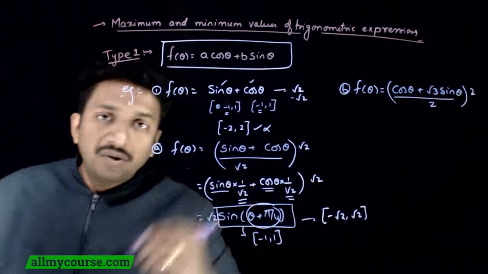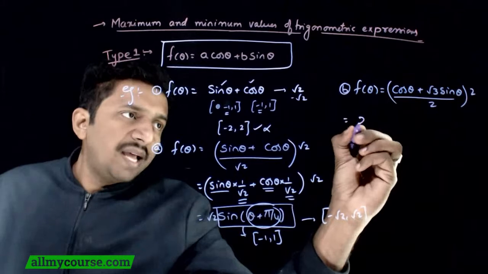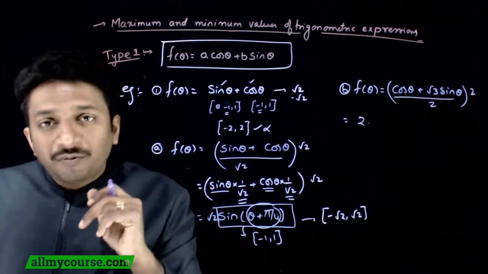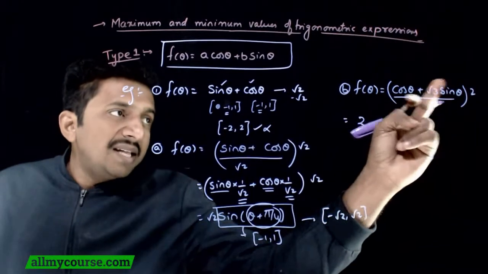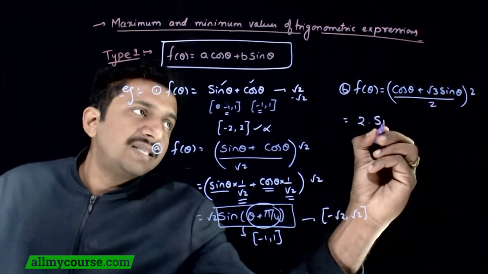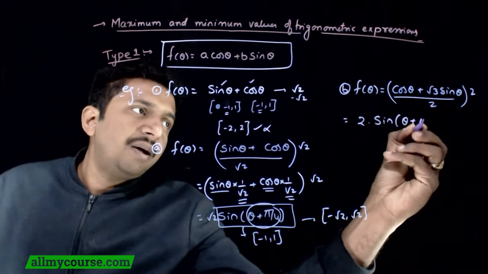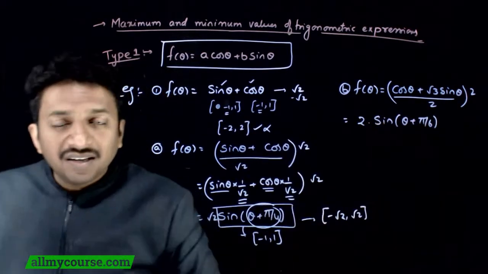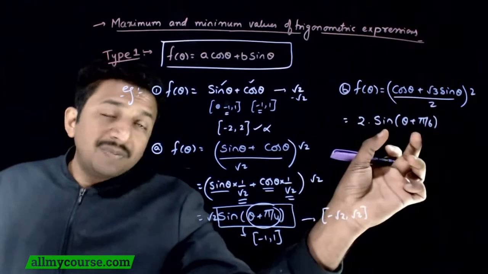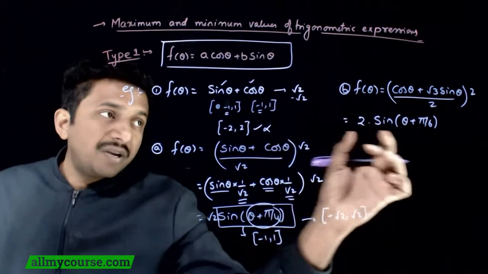So I'll multiply it with 2. So that is equal to 2 times cos theta into 1 by 2, which can be written as sine of pi by 6, and sine theta into root 3 by 2, which can be written as cos of pi by 6. So this can be written as sine of theta plus pi by 6, that is plus 30 degrees. Now again, the expression has been converted into a single trigonometric ratio.